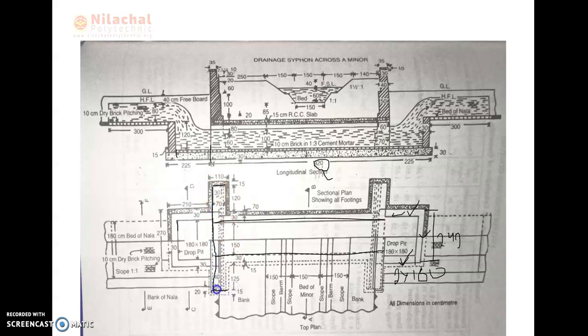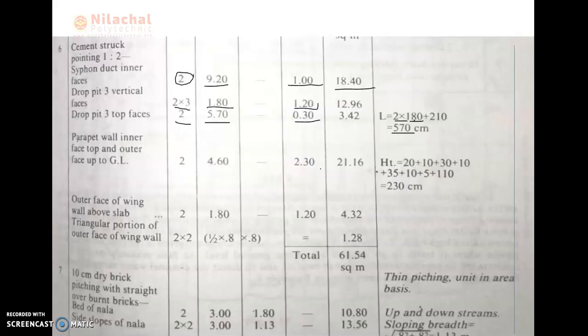Okay, which is clearly shown here in the AB section. So the length is 4.60. Length is 4.60. Number is 2. What is the height? How can we define the height? Here the height is 20 plus 10 plus 30 plus 10 plus 35 plus 10 plus 5 plus 110 we consider. So the total height is 2.30 meter.